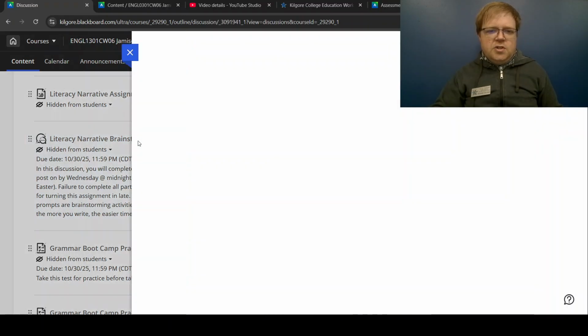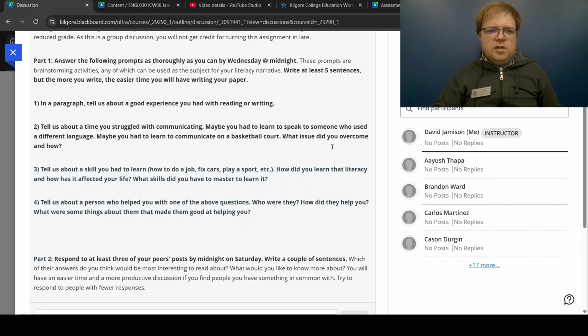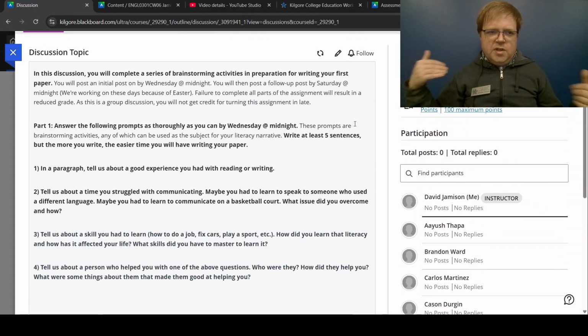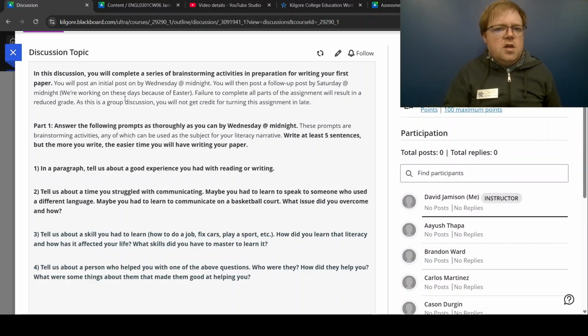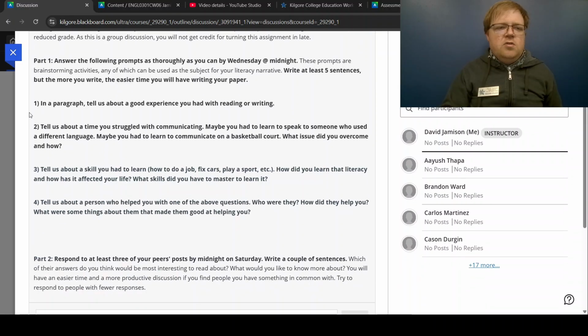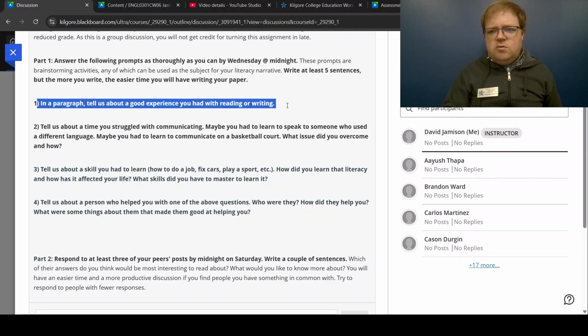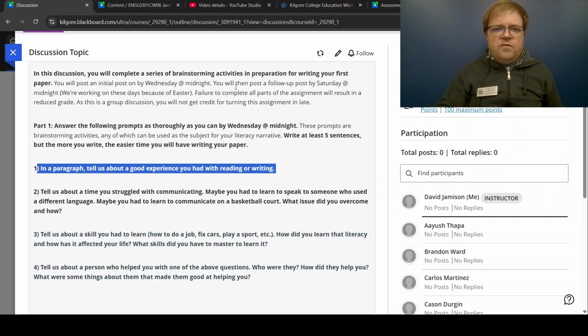In this discussion, you will plan out your essay. You'll look at a lot of different options for what you can write about. And down here, you will see the 4 different questions that you'll have in your initial post. These are due by Wednesday at midnight. And for each one of these, you'll be expected to write a paragraph with at least 5 sentences. The more you write, though, the easier it'll be to turn one of these into your actual paper.